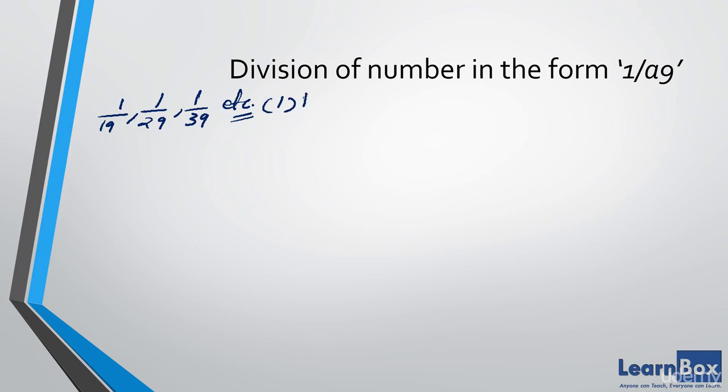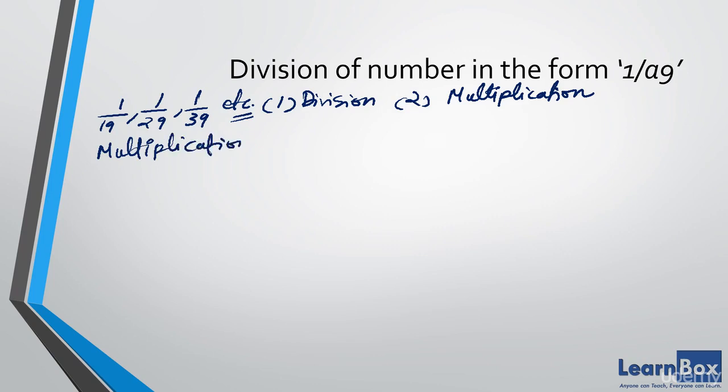One is obviously the division method, and the second is the multiplication method. First we'll learn the multiplication method because it is easier to understand. So let's solve for 1 by 19.